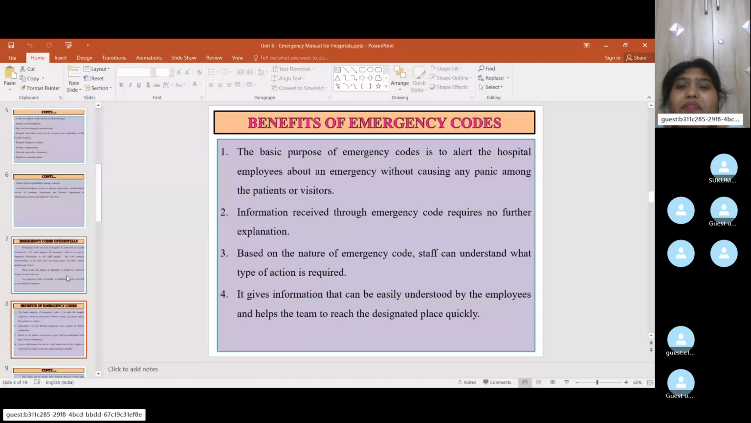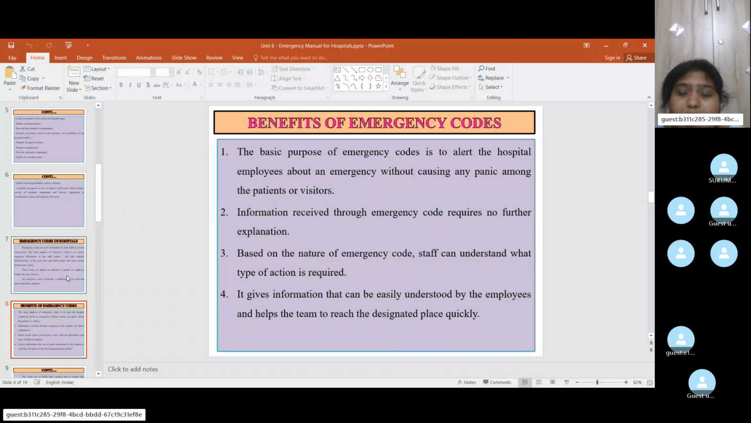And then benefits of emergency codes. So what are the benefits? The basic purpose of emergency codes is to alert the hospital employees about an emergency without causing any panic among the patients or visitors. So these codes are completely for the staff who are in the hospital. Because if they are aware, they can control the situation rather than creating stress and panic among visitors or patients in the hospital.